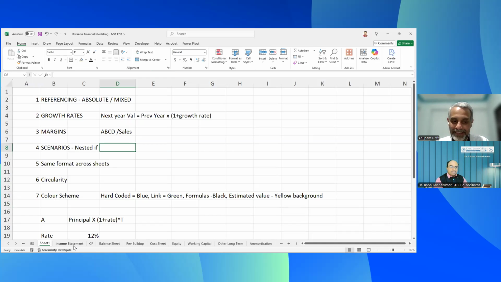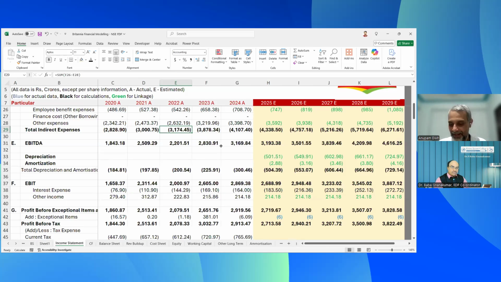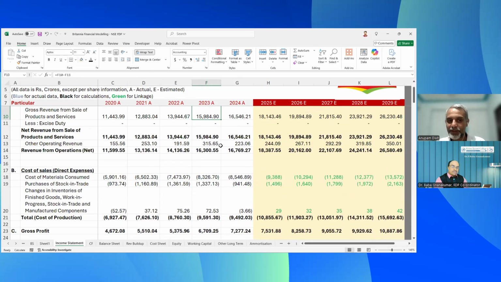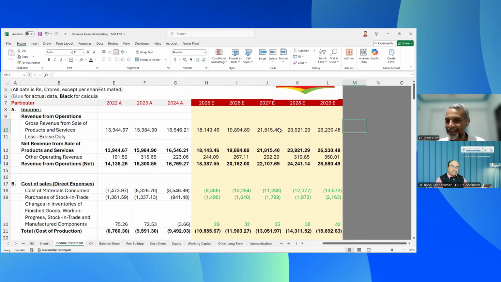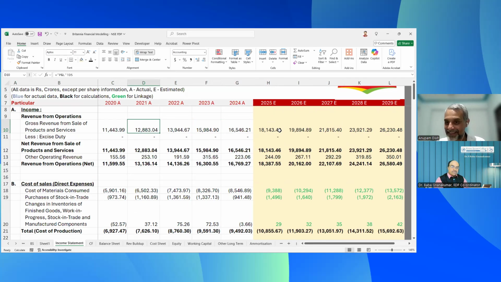Now, let me just take you to the first statement, that is the income statement. This is a model which is created based on these first 5 years values, which are actual values, and these are all estimated values. So what we have used, H column is 2025, and they are in yellow color, which indicates that they are estimated values. Now, how have we calculated the sales?